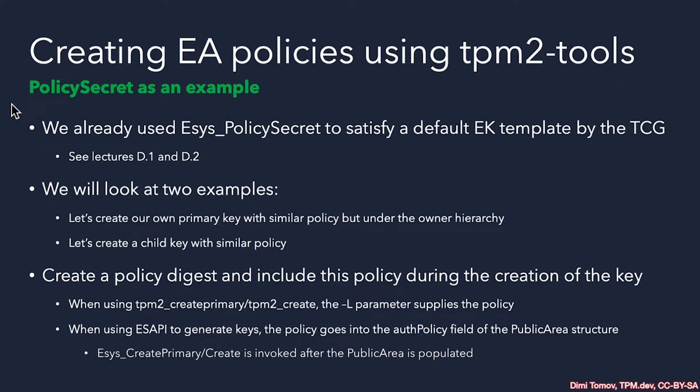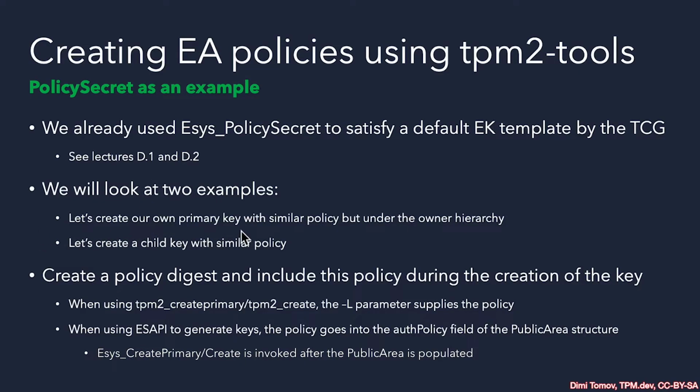In the previous lecture, we looked at policy password. In this lecture, we'll look at policy secret as a quick example of creating EA policies using TPM2 tools. We already used TPM2 policy secret to satisfy the EK template in previous lectures. Today, we'll try to do the same, but for keys living under the owner hierarchy. We'll look at two different examples.